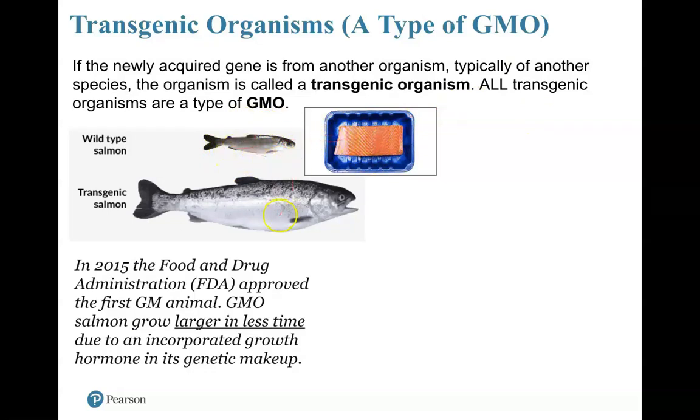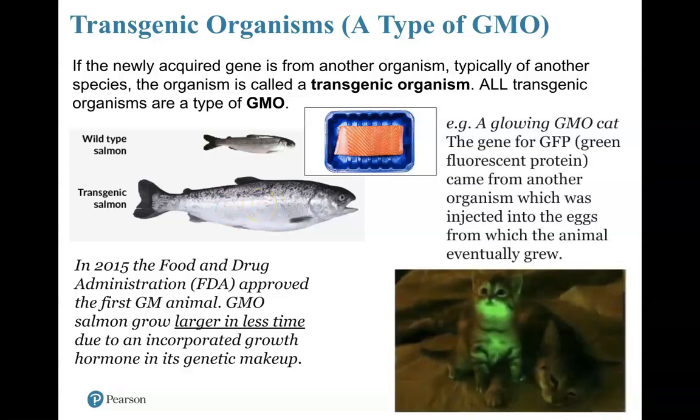Well, here's a transgenic salmon, and it's transgenic because it has an incorporated growth hormone from another species in its genetic makeup, which makes it grow quite large. So it has another gene from another organism. It's a growth hormone to promote that large growth. Basically, more fish is produced to be sold, higher profits.